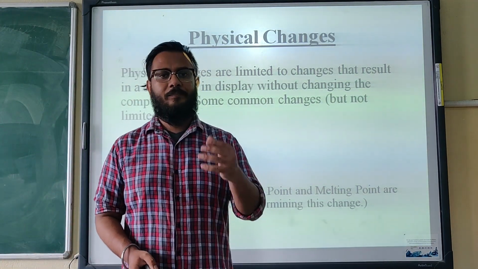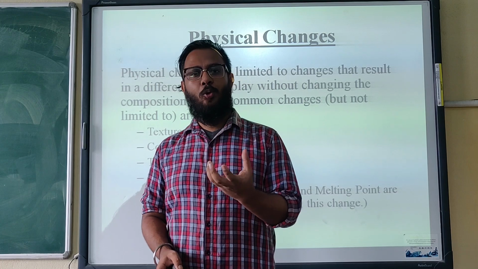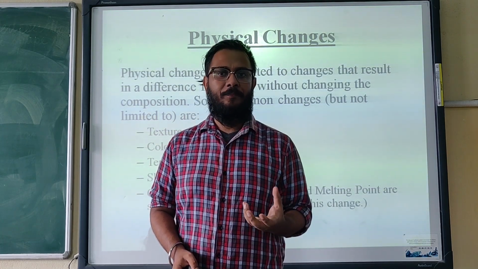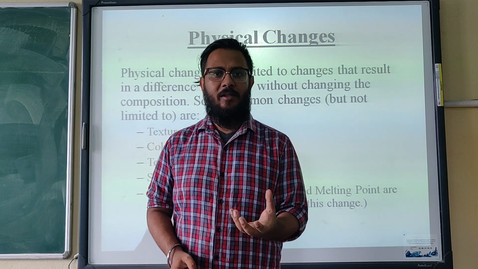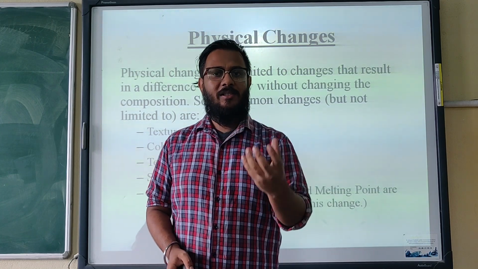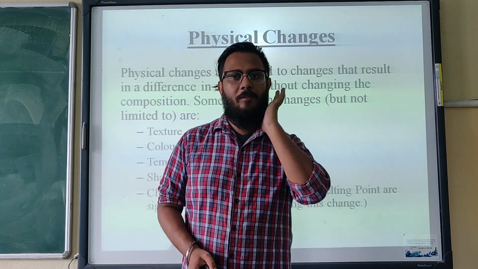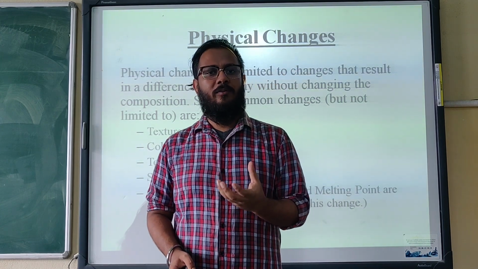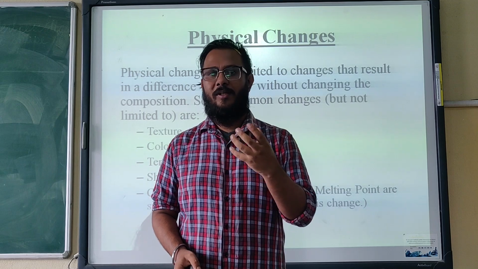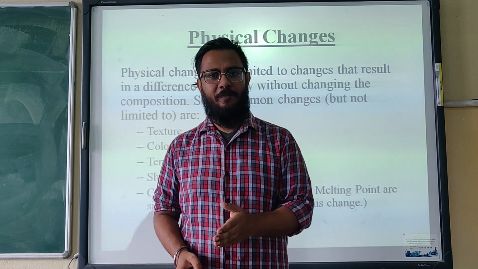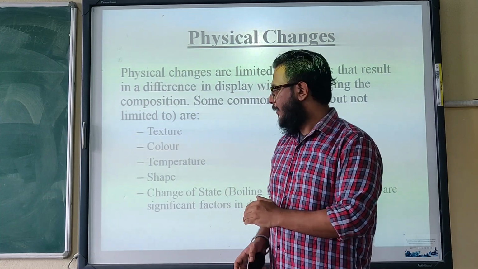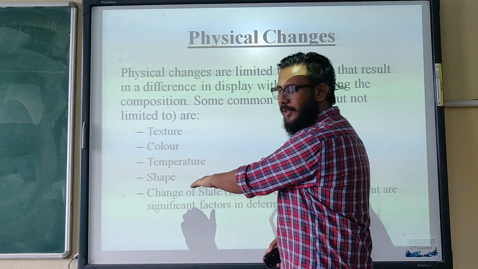For example, when a fruit rots or ripens, the fruit doesn't change. The taste of the fruit changes slightly. Some become sweeter, some become sour. So the taste changes, but the chemical composition of the fruit stays the same. The fruit is the same. It's just that the color has changed. Only the physical properties change.